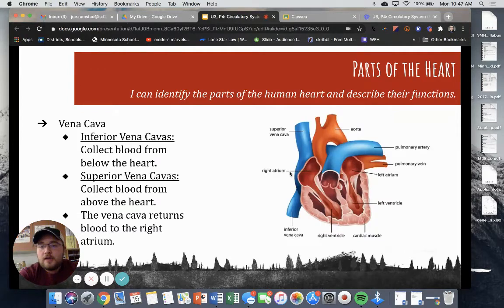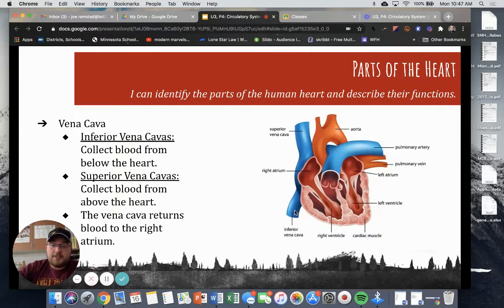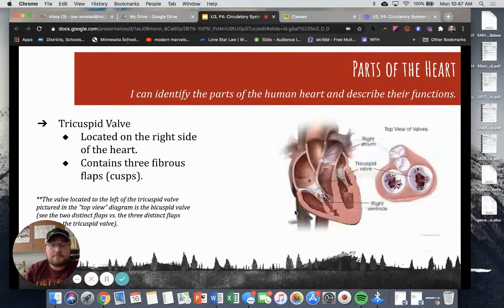Good deal. Then we have the vena cava. There are 2 types of vena cavas. The first is the inferior vena cava, located down below. Inferior means below, and this collects blood from below the heart and brings it upward. The superior vena cava is located above the heart, and it collects blood from above the heart. The vena cava returns blood into the right atrium.